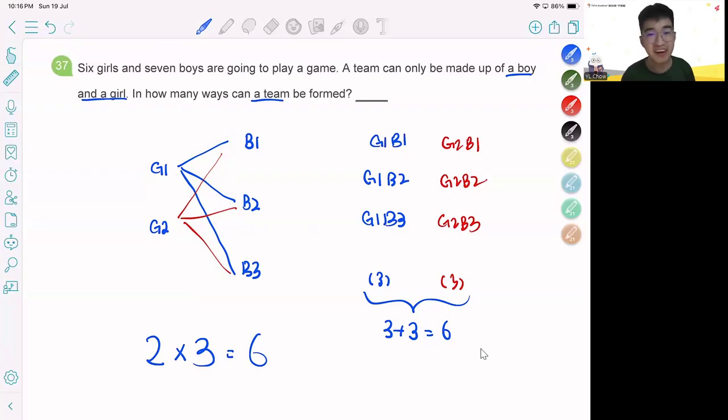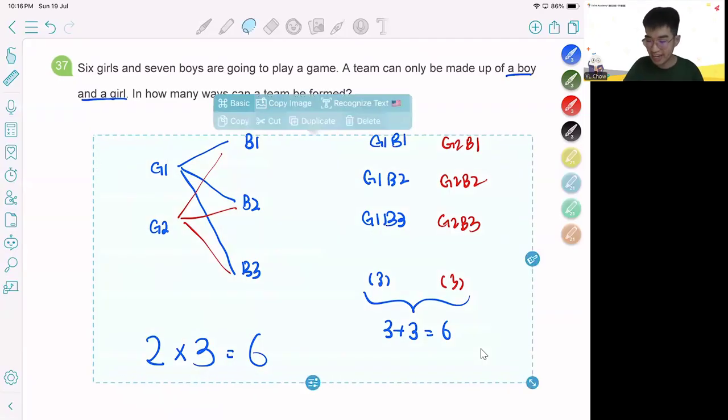Okay, so this is what we call the multiplication principle. I choose one item from one category, the girls, and then I choose another item from the other category, the boys. So this 2 times 3 equals 6 is, strictly speaking, the only step you need for this question.